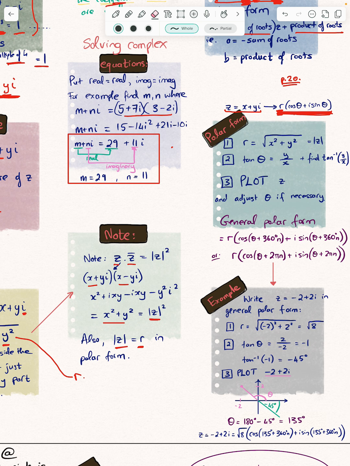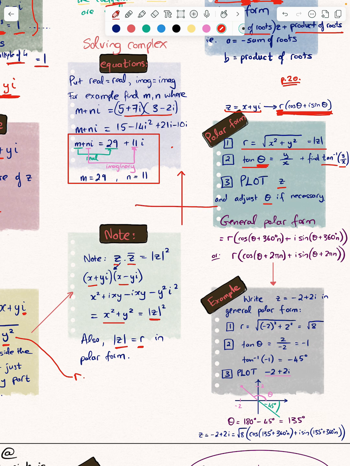So we already had that r is the square root of x squared plus y squared, which is the modulus of z. We know that tan of theta is y over x. So you find the tan inverse of y over x to get the angle theta. But plot z, because there's half a chance that theta will be right and half a chance it'll be wrong, because there are 2 quadrants where tan is positive and 2 quadrants where tan is negative. So always make sure to plot z as well.